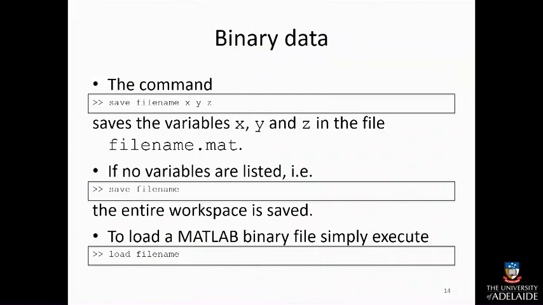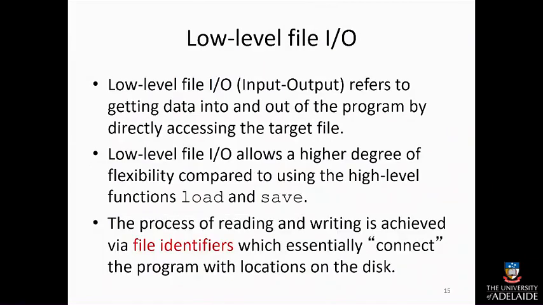For the binary data, you can use the command save filename, and you can have multiple variables X, Y, Z in the file. And if no variables are listed, then the entire workspace is going to get saved. So if you want to load a binary file, you just need to execute load and filename. So low-level file I/O refers to getting data into and out of the program by directly accessing the target file. And low-level file I/O allows a higher degree of flexibility compared to using the high-level functions like load and save. And we are going to see what are low-level file I/O operations.